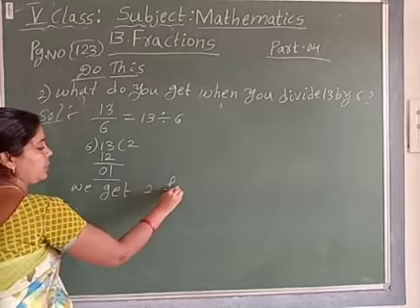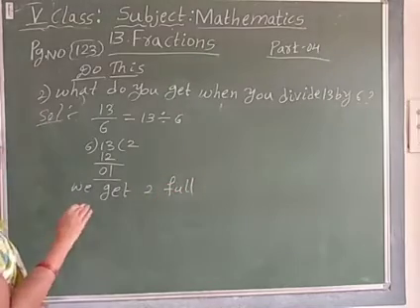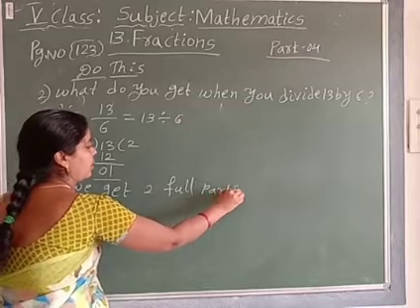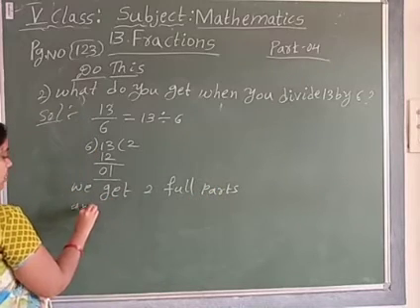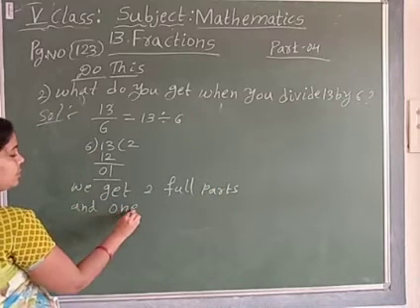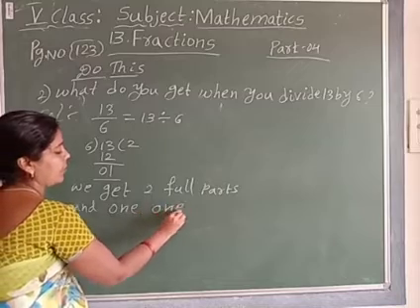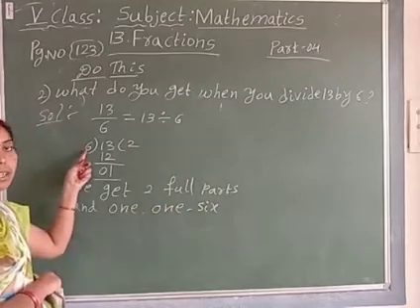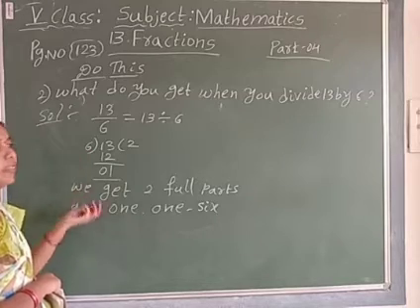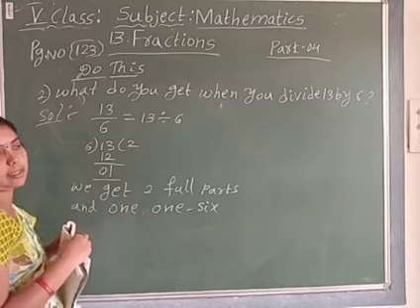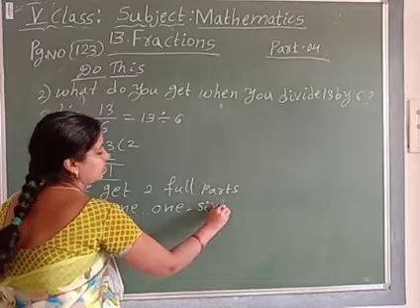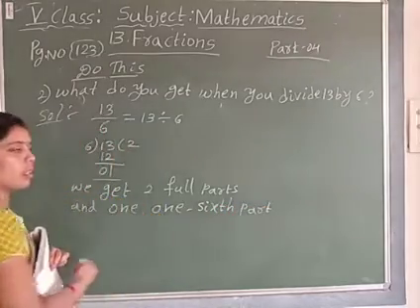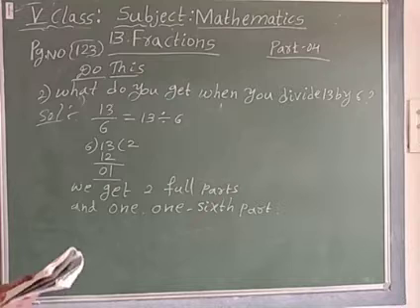2 full parts. How many full parts? 2 full parts. And 1 by 6th part. Why are we writing 6th? The divisor only, we write in the denominator place. 6th part. So write it down.